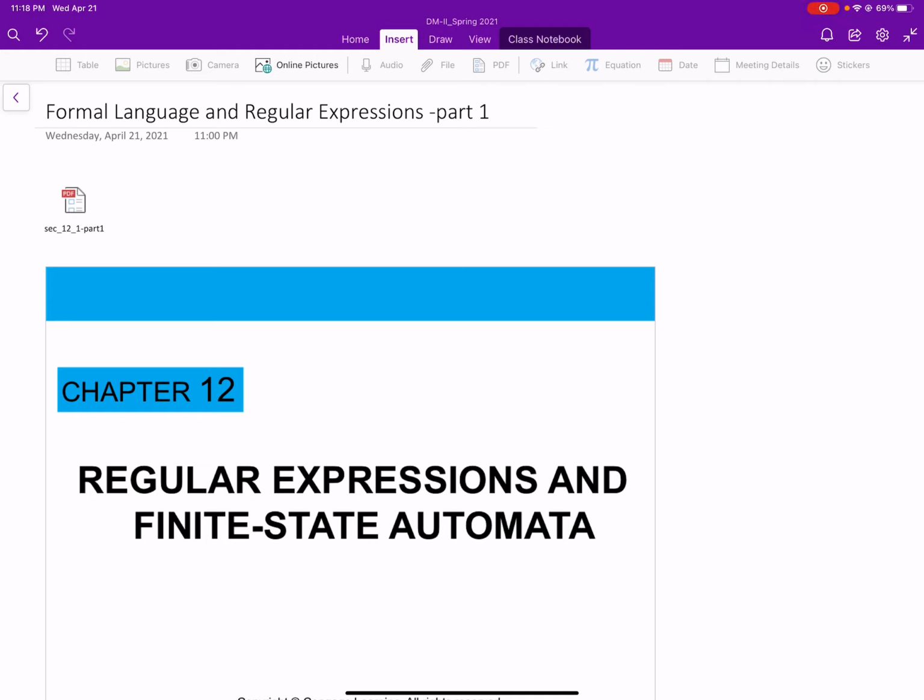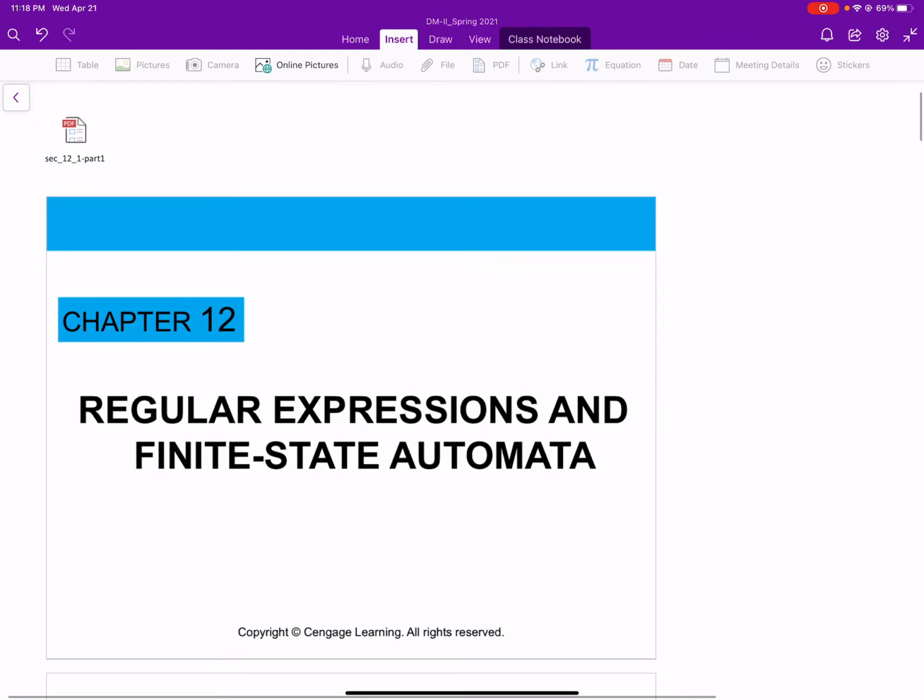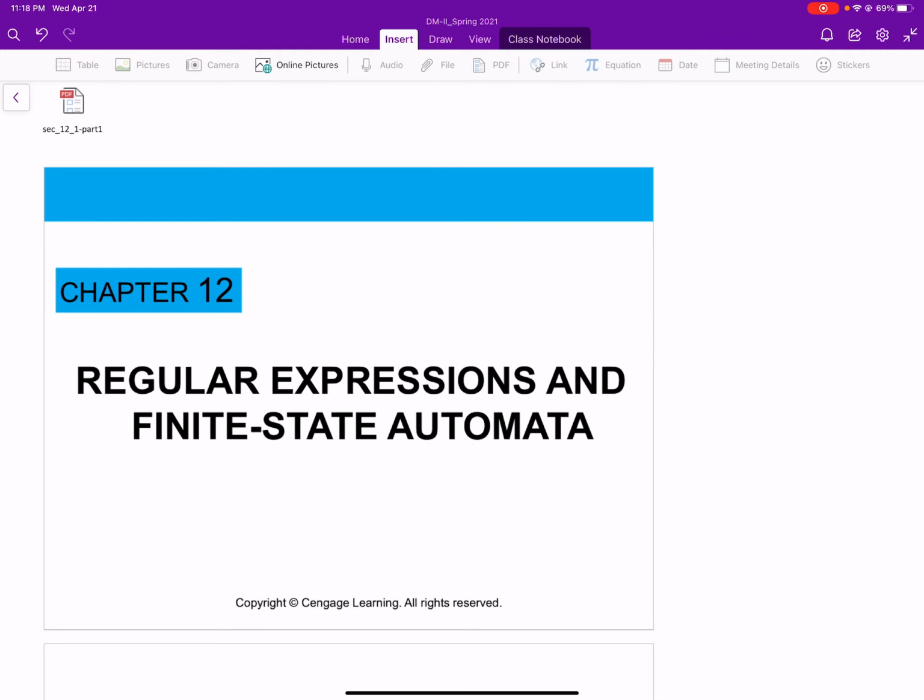Hello. Today we are moving to chapter 12. Chapter 12 is a short chapter. It's a very short chapter. Chapter 12 is about regular expressions and finite automata.